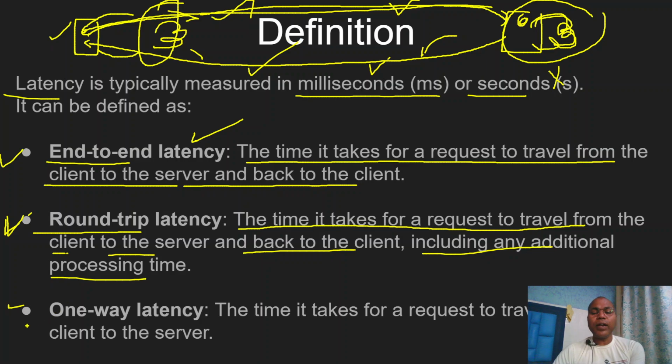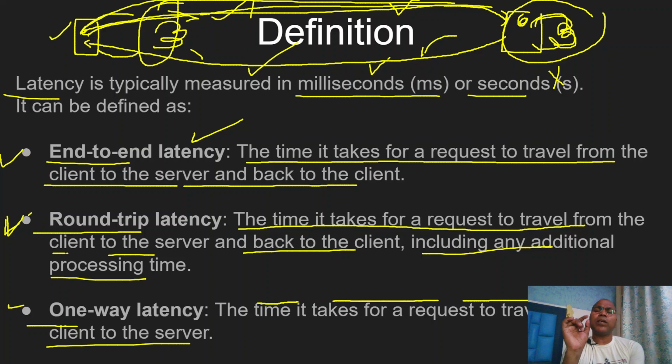Sometimes you talk about one-way latency, which means just the time taken for a request to travel from the client to the server. So this is your one-way request. However, many applications do not require a response, they just initiate a request, just start some order or something. So many times you just want to ensure the one-way latency, not the round trip. So why are we calculating this?